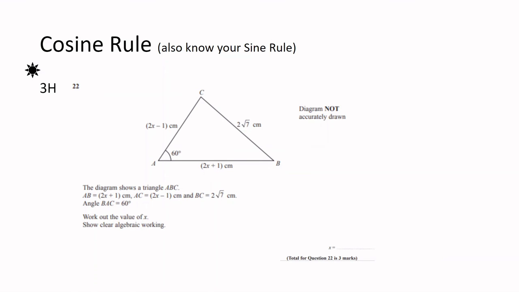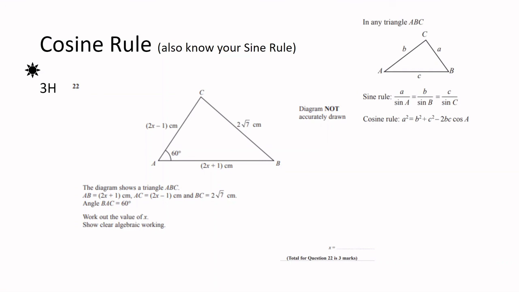For question 22, this is a cosine rule question. Now, of course, on the exam, they won't tell you it's a cosine rule question. You can look on the formula sheet and you do have both the sine rule and cosine rule formulas, and they work for any type of triangle. This is not a right angle triangle, so I won't be using Pythagoras and I won't be using SOHCAHTOA.